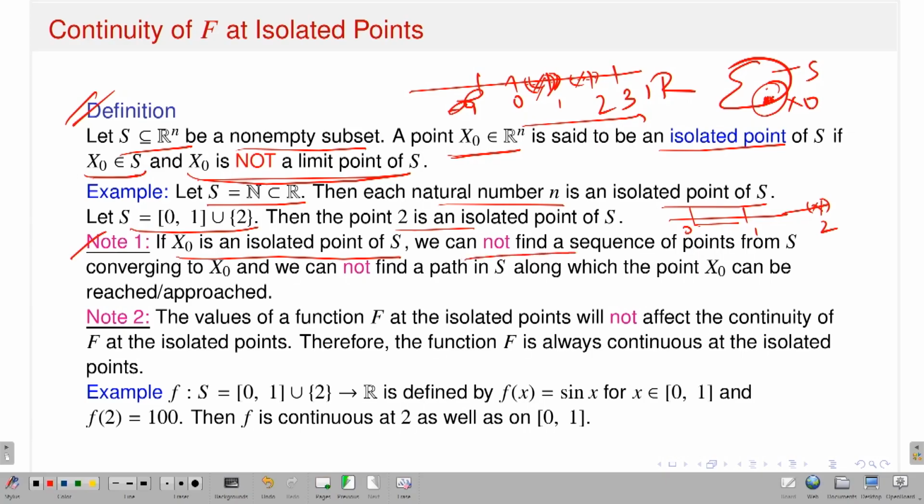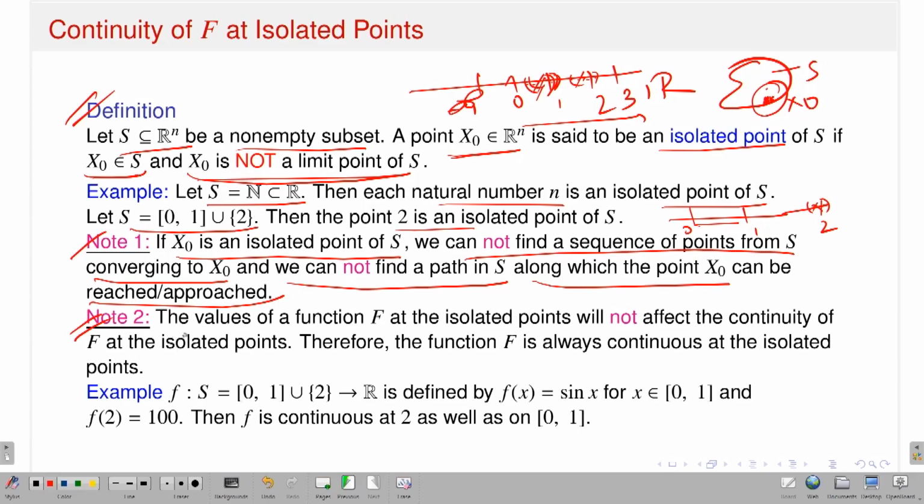We cannot find a sequence of points from the set S converging to x naught. In other words, we also cannot find a path in X along which the point x naught can be reached or approached. So if I have a point x naught which is an isolated point of S, that means we cannot find a path inside the set S which approximates the point x naught. That is very important. Note 2: because it is isolated, you cannot have any other point of the set S except the point x naught.